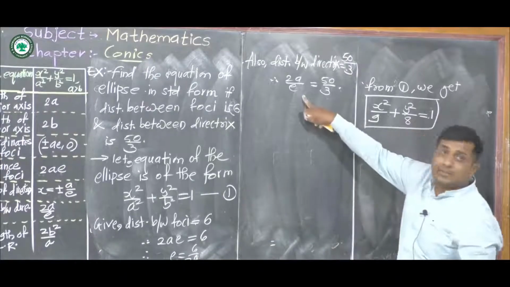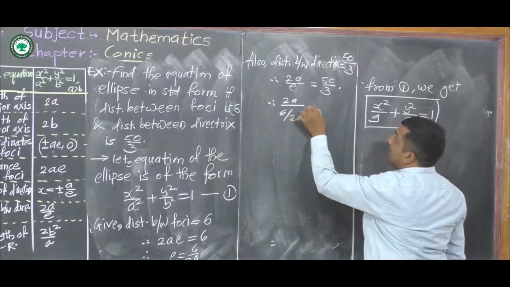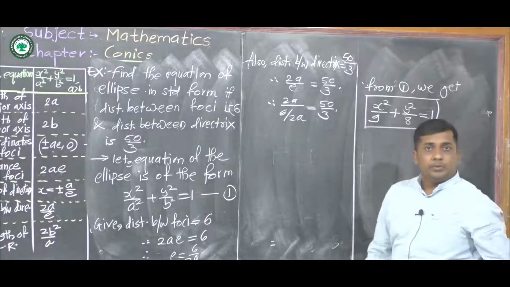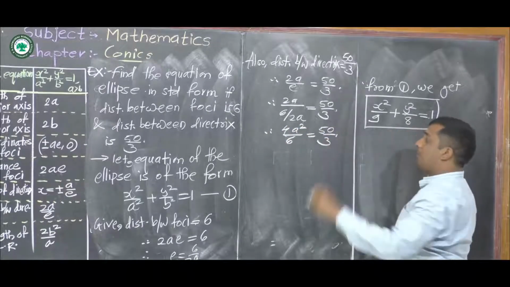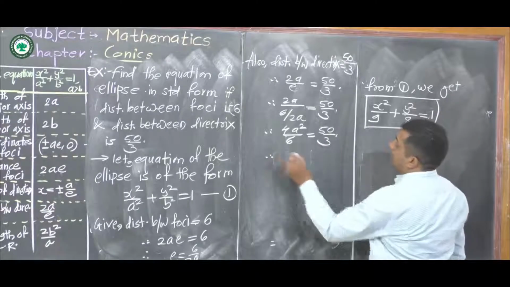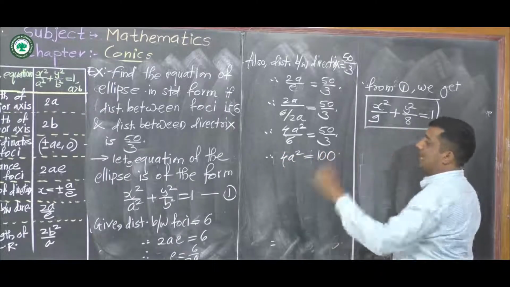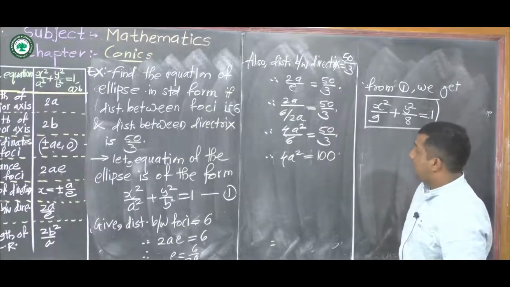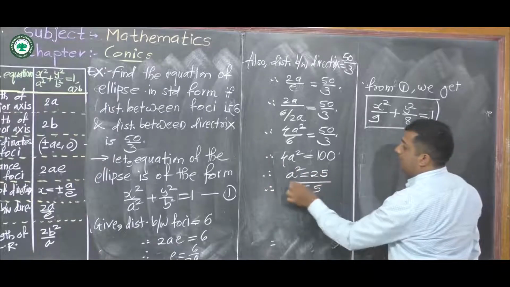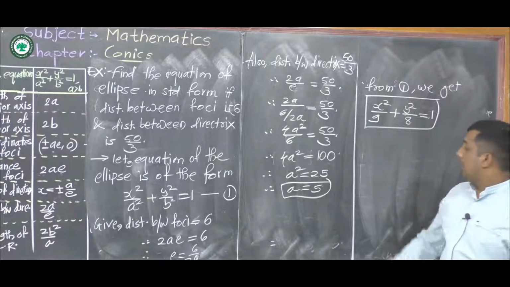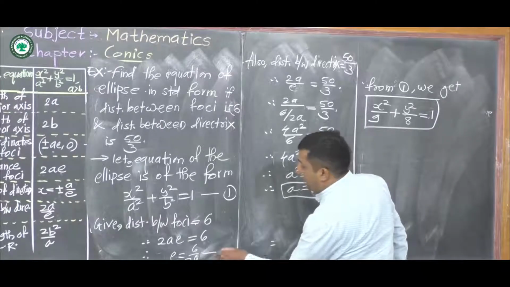We replace this e in this expression. So twice a upon e, with e as 6 upon 2a, is equal to 50 upon 3. Then we get 4a square upon 6 is equal to 50 upon 3. Then we get 4a square is equal to 100, and lastly a square is equal to 25, which means a is equal to 5.